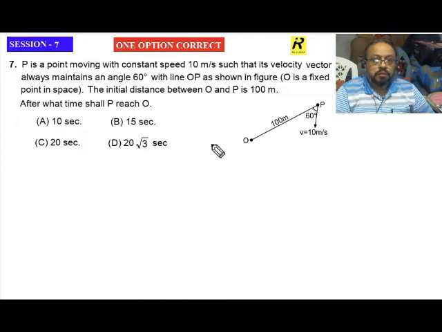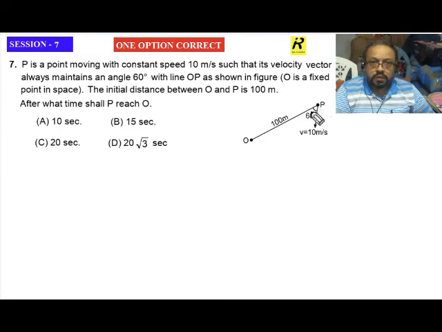So in this question, we are having a point P at a distance 100 meter from point O. Point P is moving such that its velocity vector is always making 60 degree with this line OP. This is clearly said in the question. So now what they are asking is after what time the point P reaches O.